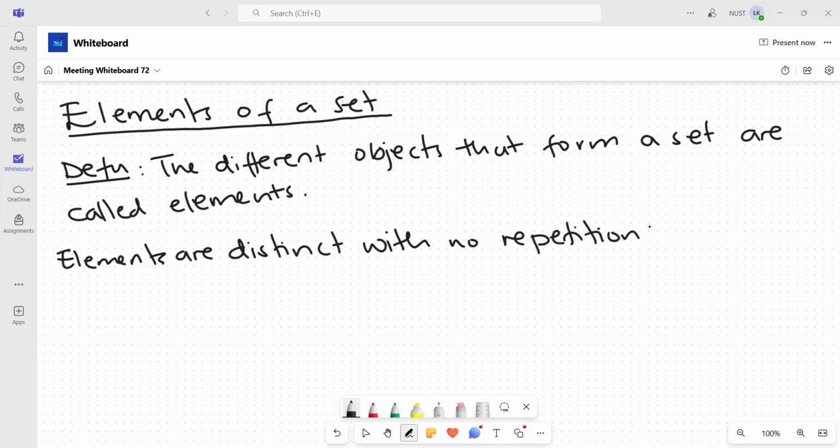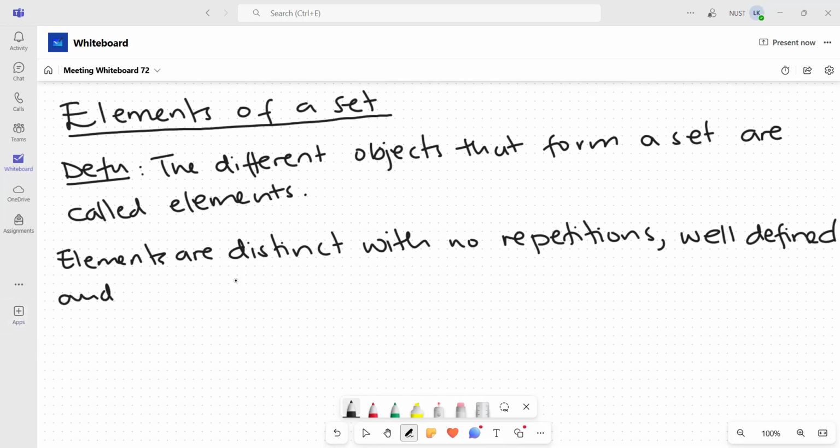So when we are writing these elements in the set, we do not repeat any, okay? Just like when I have a class list, I do not put anybody's name more than once. You are just one single individual, and I cannot put you in the set more than once. So with no repetitions, and they must be well defined, of course, otherwise it's not a set.